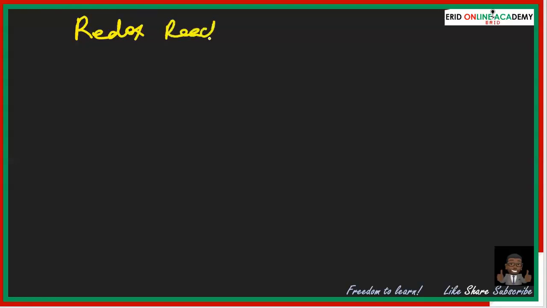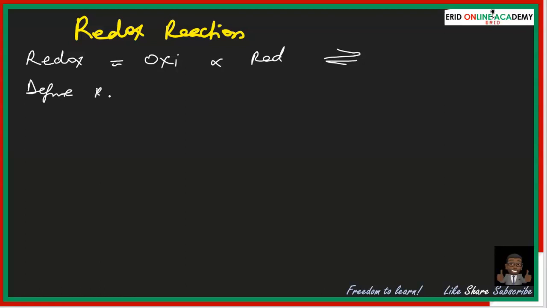Redox reaction. Okay, so basically under redox reaction, of course, you know the definition of redox. Redox means oxidation and reduction take place at the same time, right? So one of the things you need to be able to do is define reduction in terms of the gain of electron, while oxidation is defined in terms of the loss of electron.